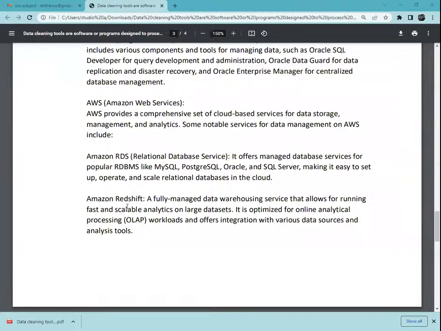All right. So the Amazon Redshift, a fully managed data warehousing service that allows for running fast and scalable analytics on very large data sets. It is optimized for online analytical processing workloads and offers integration with the various data sources and analysis tools. You guys must have left something very, very important, this Amazon Redshift.